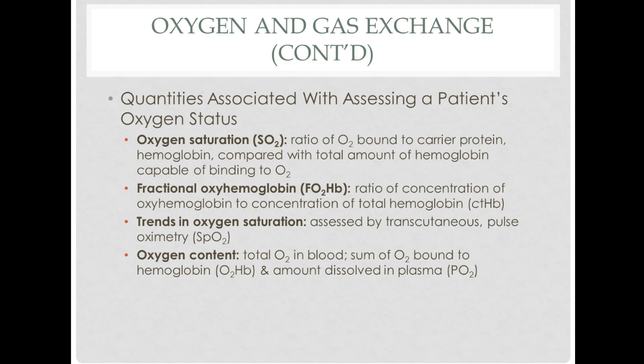Usually this is assessed by transcutaneous pulse oximetry. If you've ever been to the doctor and they put a little clip on your finger with a little red light on it, that is the transcutaneous pulse oximetry. Then we look at oxygen content. This is the total oxygen in the blood. It is the sum of oxygen bound to hemoglobin and the amount dissolved in the plasma, which is the PO2.